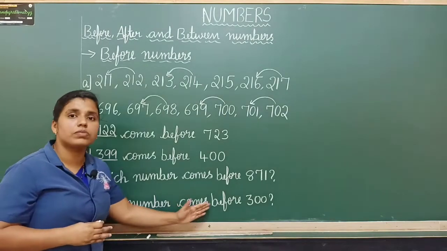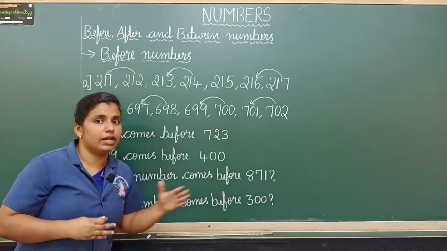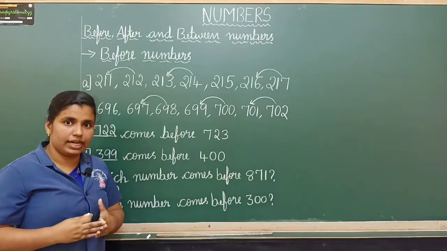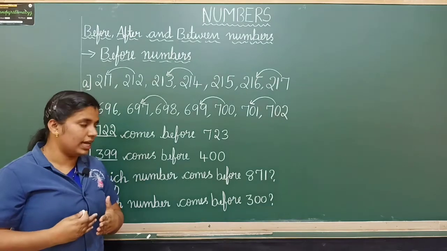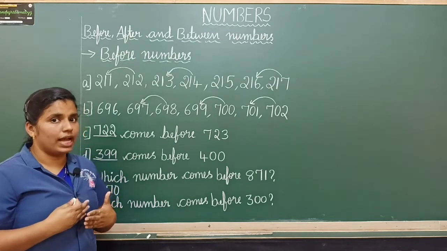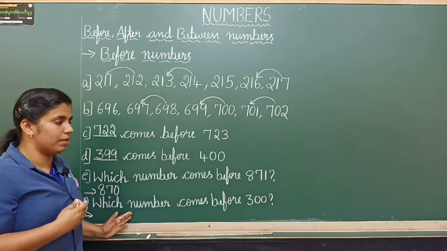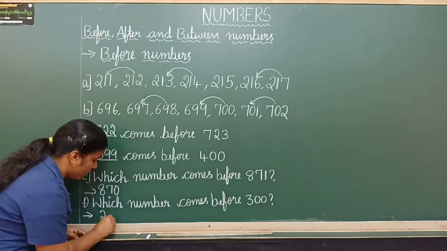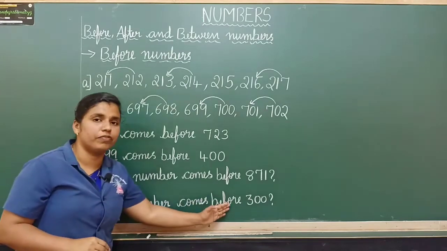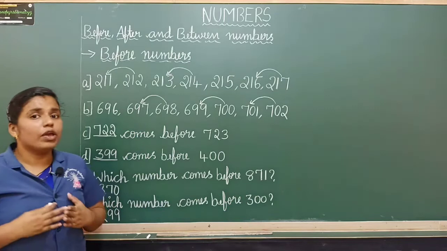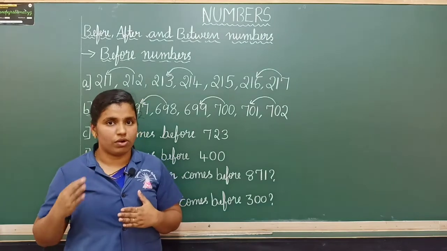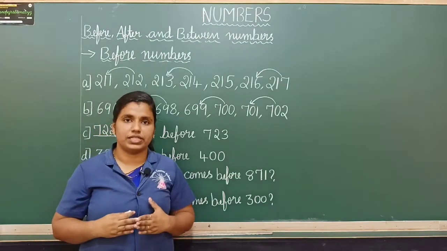Which number comes before 300? Tell me the answer now. Start counting backward. 300, 299, 298, 297. And you know that we have to write the first previous number, and that is 299. 299 comes before 300. I hope with these examples you are very clear about the concept that is before numbers.